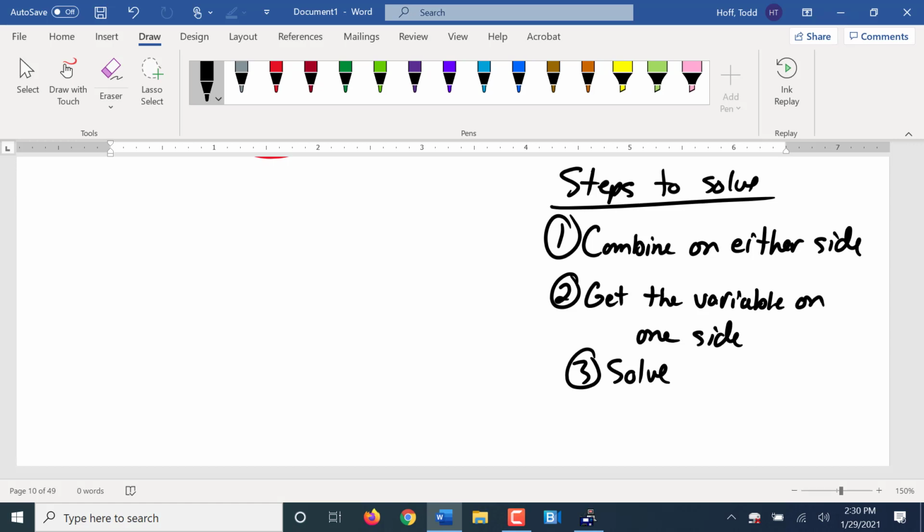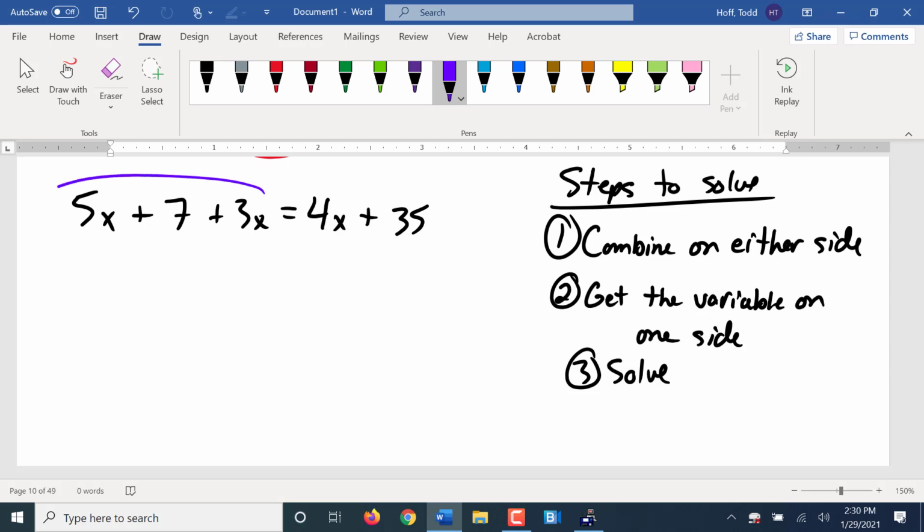So we might have something like 5x plus 7 plus 3x equals 4x plus 21. Oops, that's not going to work. Let's do 4x plus 35. So here on the left side, we can combine, what can we combine? 5x and the 3x to make 8x plus 7. On the right side, there's nothing to combine, so it's just 4x plus 35.